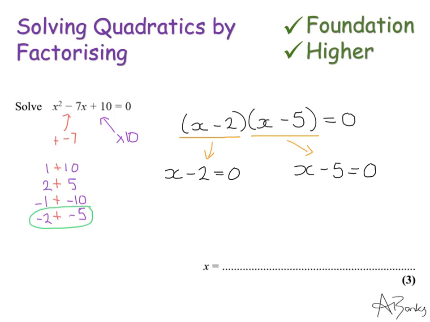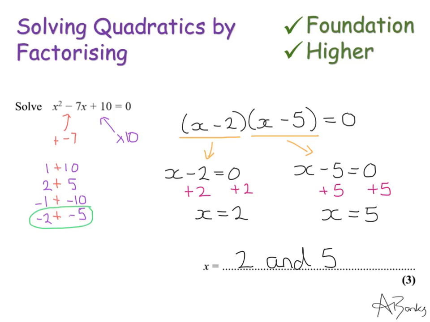Now you should have two very simple equations to solve. So on this one, if I add 2 to both sides, I find that x is 2, and on this one I add 5 to both sides, and I get that x is 5. And that's my two solutions. When I solve a quadratic, I always get two solutions to my answer, and for this one the answer is 2 and 5. So on my answer line I'm going to put 2 and 5. And that's solving quadratics by factorising done.